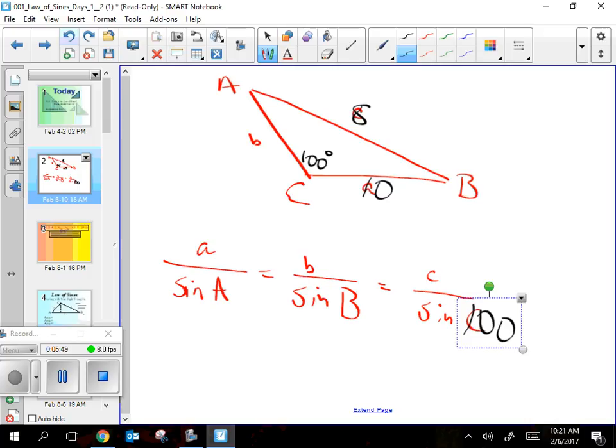How can it be? What side's too big? This side. Don't call it CB, call it the little letter. A can't be 10. Why? Yes, except it's not really hypotenuse. But the biggest angle has to go with the biggest side. Does that make sense to you? And it doesn't right now.